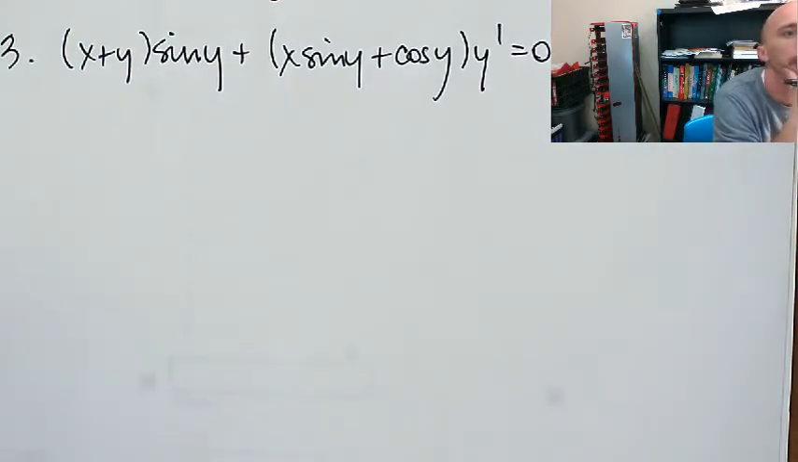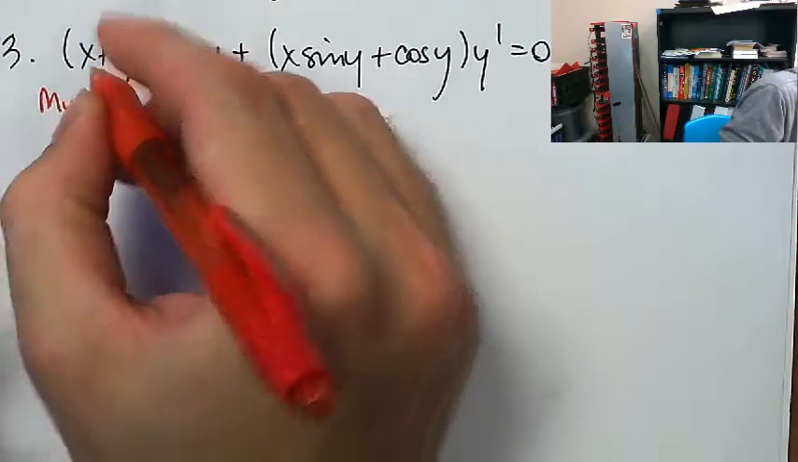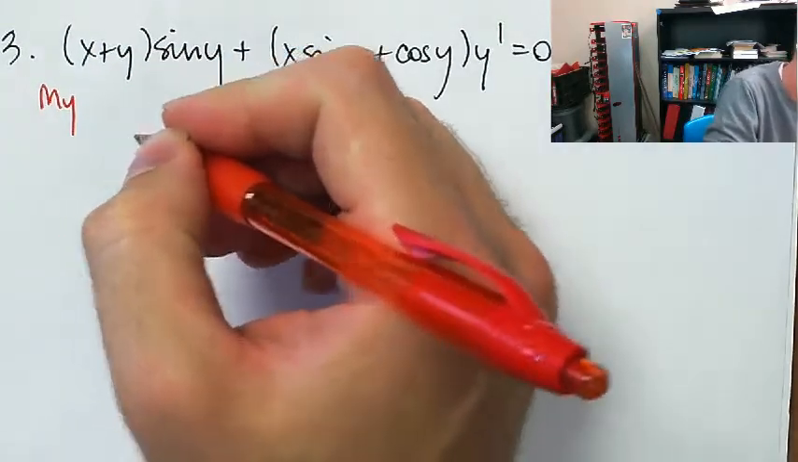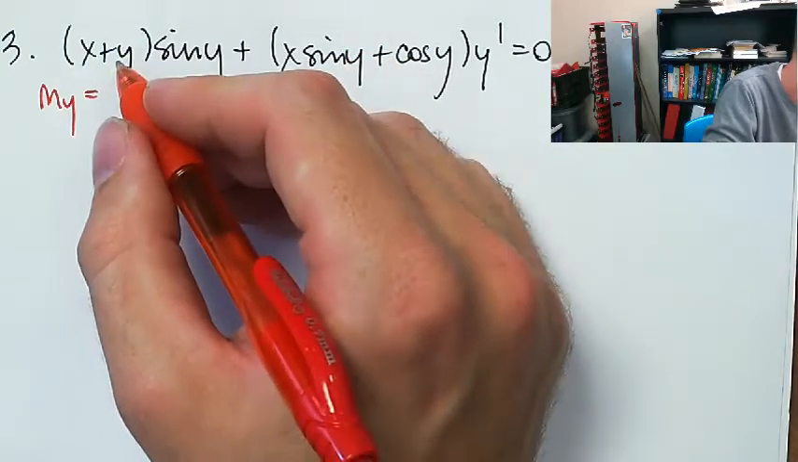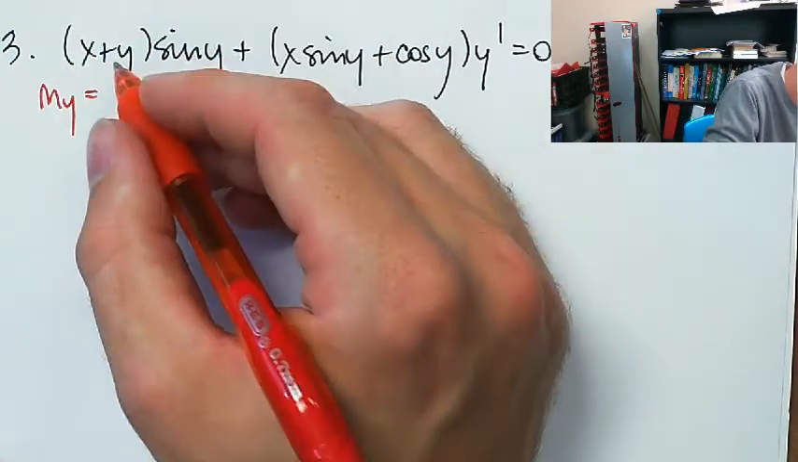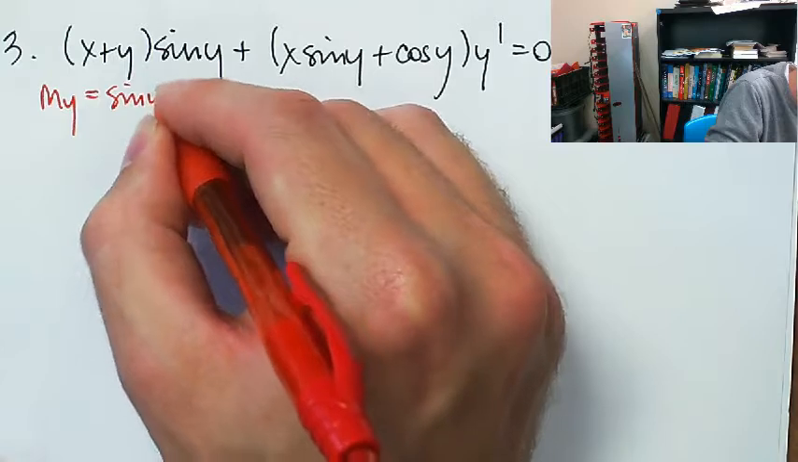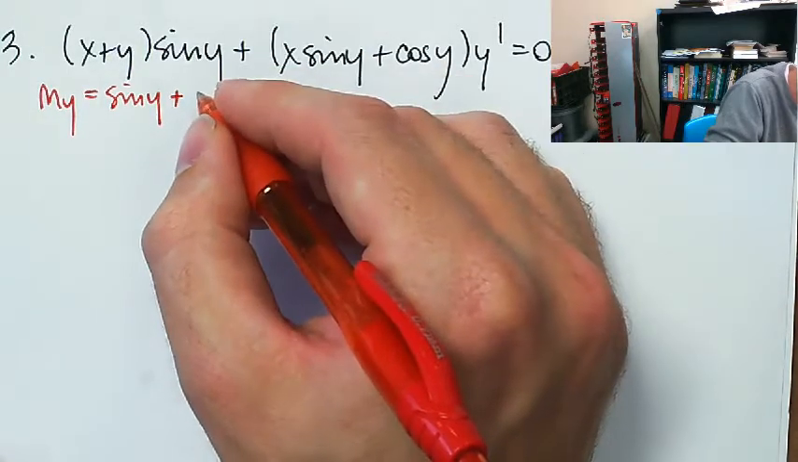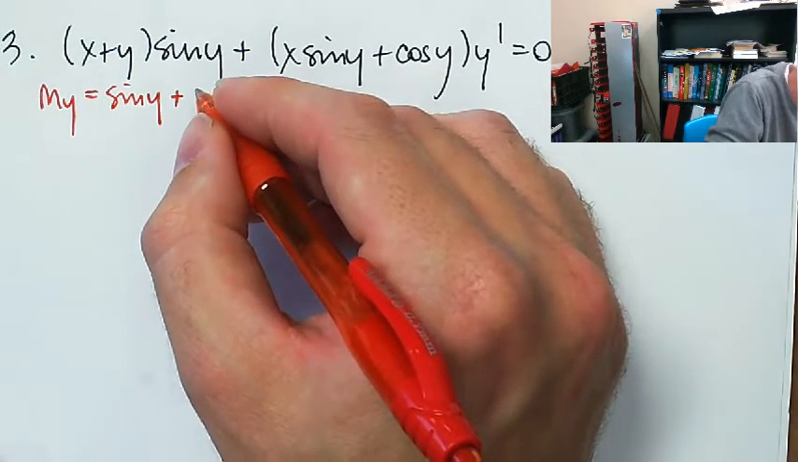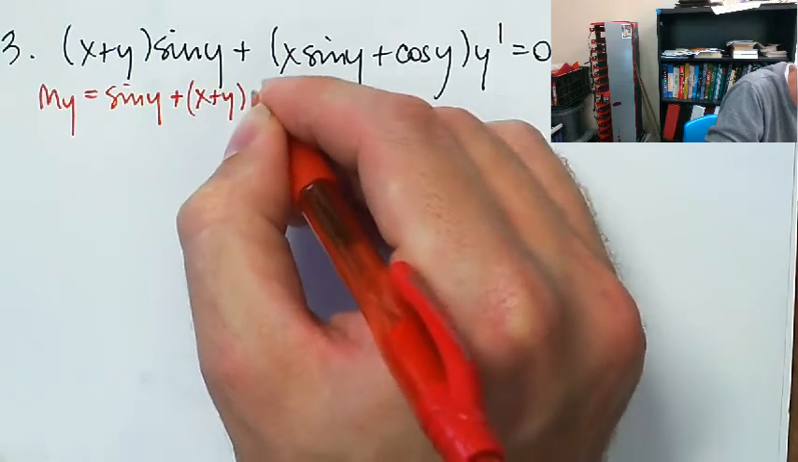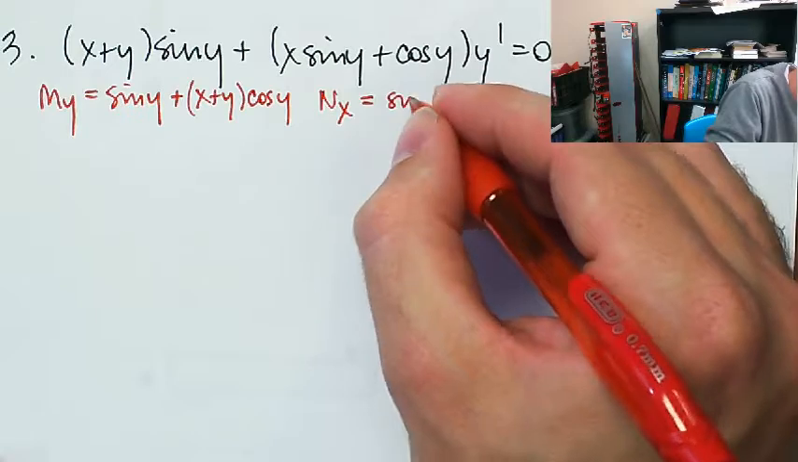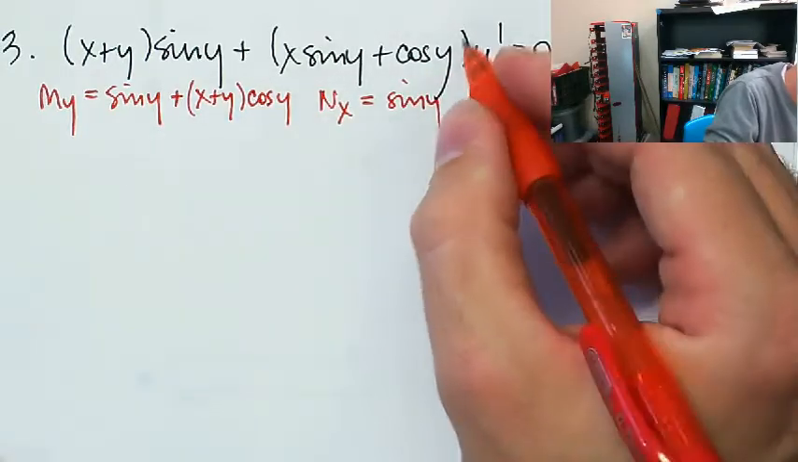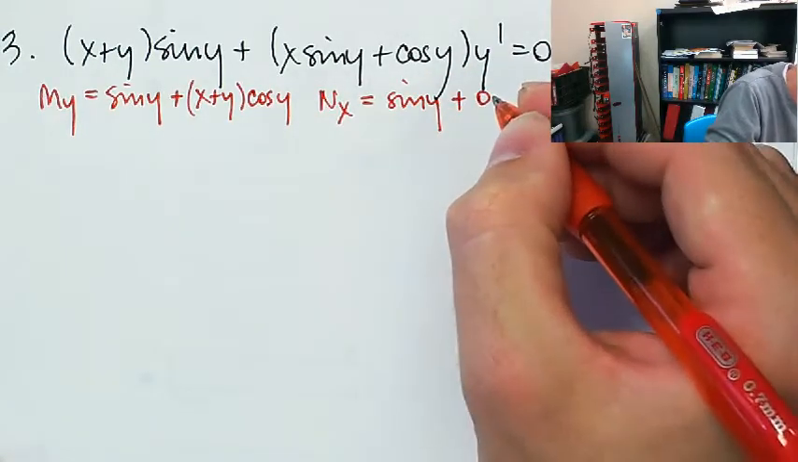Okay, now this one looks a little more interesting. It's got some trig in it. So I'm going to start by taking my partial derivatives. My is going to be, do I really need to do the derivative of this with the product rule? I guess I do, because they both have y's in them. So I'm going to take the derivative of x plus y with respect to y, and that's going to be 1, and leave sine y the same. Then I'm going to add in, leaving x plus y the same, taking the derivative of sine y with respect to y, and that's going to be cosine y. Okay, and Nx is going to be sine y. That looks the same. Plus 0.